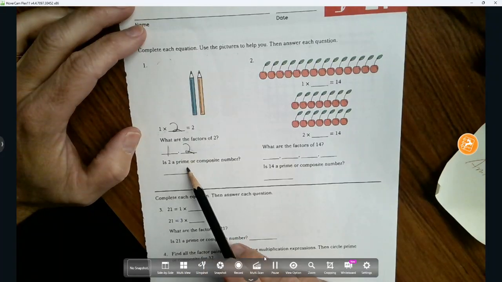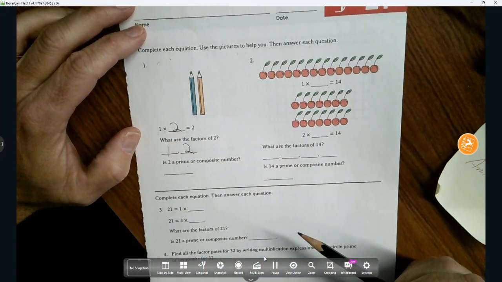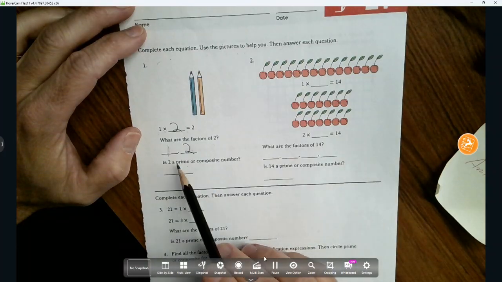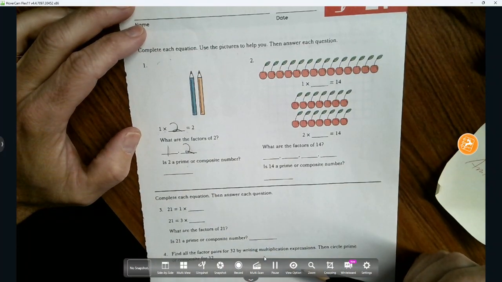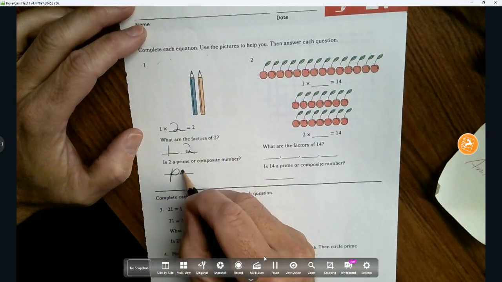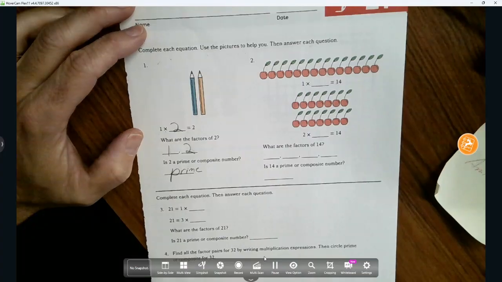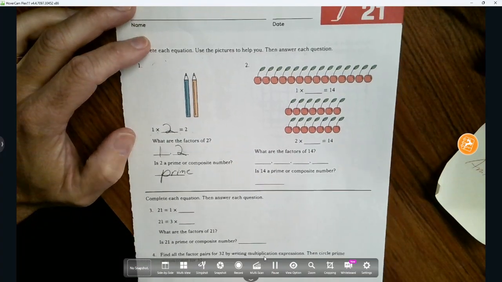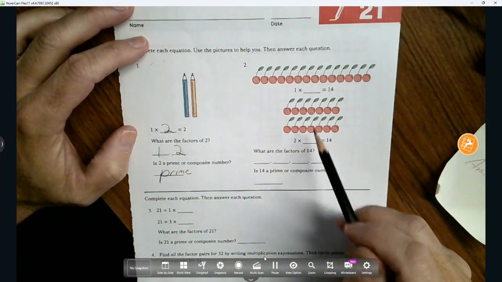Is 2 a prime number or a composite number? Remember, to be a composite number, you have to have more than 2 factors. So 3, 4, 5, 6, 7 going all the way up, that is more than 2. But we only have 1, 2. So because we only have 2, this is a prime number.